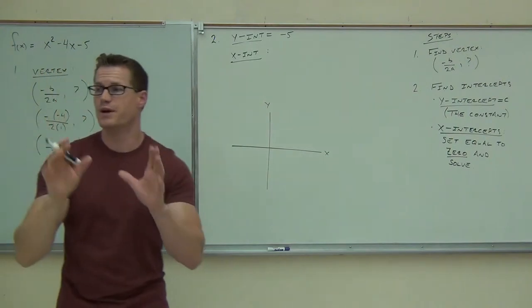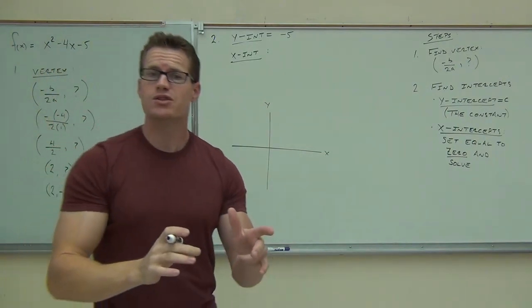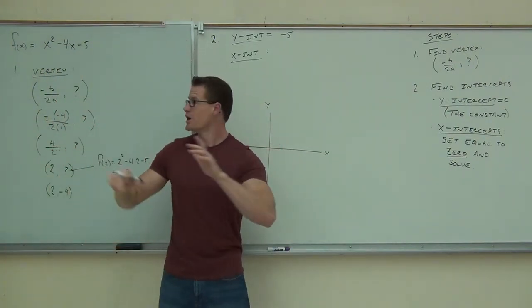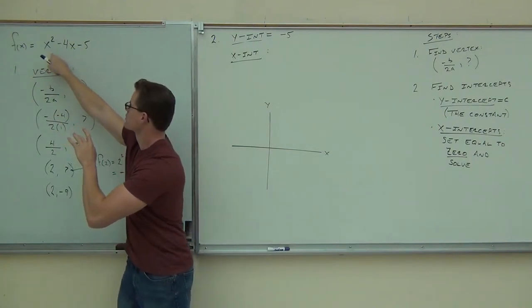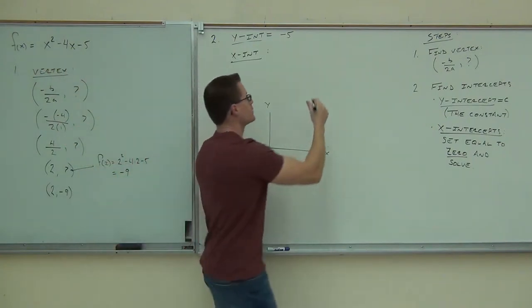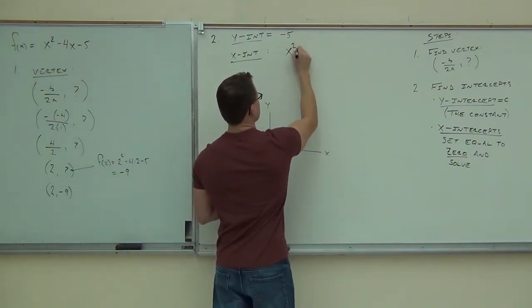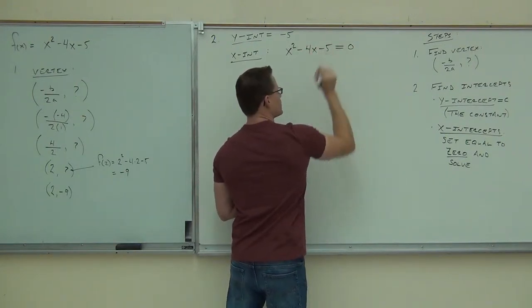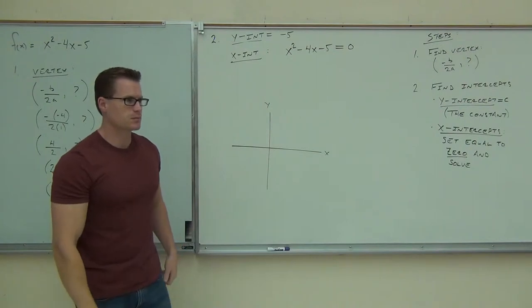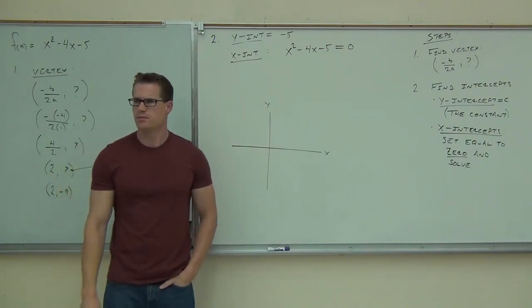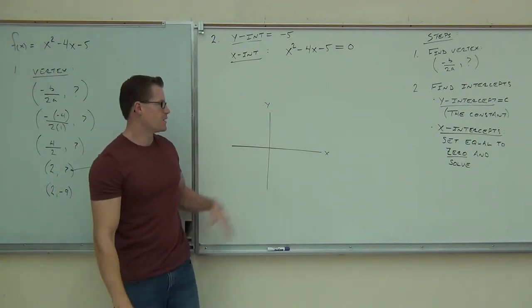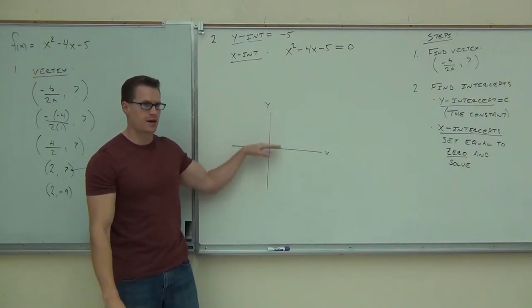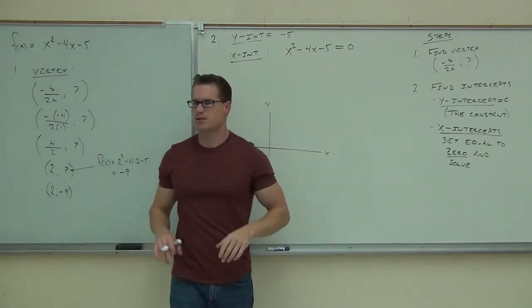So y-intercept, very easy. It's just a number. X-intercept, a little bit more work. Let's see how we do this. The quadratic equation right here is going to be x squared minus 4x minus 5. And we're going to set it equal to 0. You see where the 0 is coming from? 0 is coming from the fact that I'm going to find out where y, or f of x, is equal to 0. That's going to give me my x-intercepts.